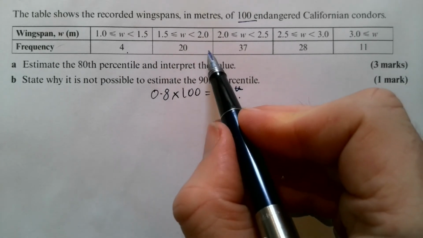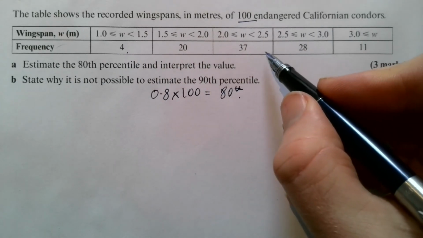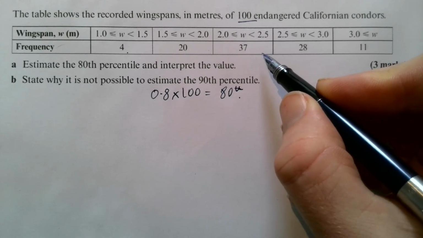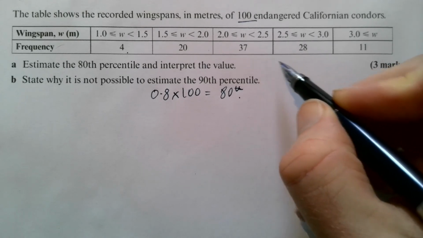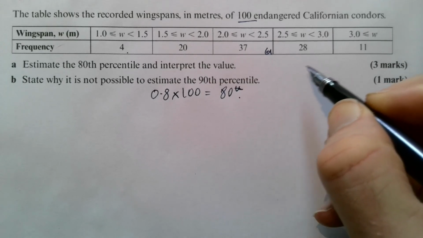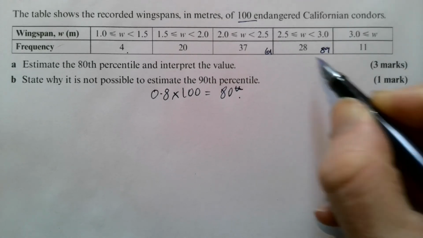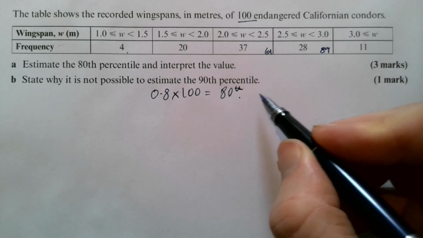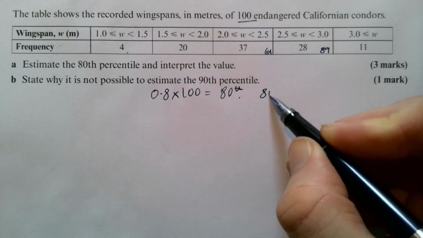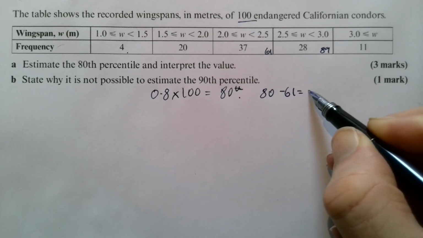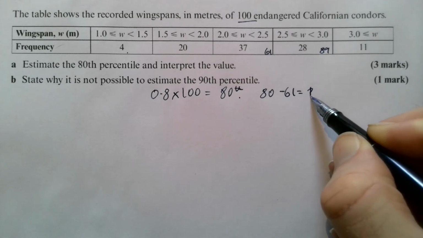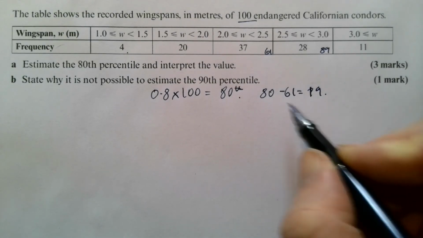Right, 4 plus 20 is 24, plus 37 is 61, plus 28 is 89. So it's in here somewhere, isn't it? So 80, 80 take 61 is 19, so having trouble with my adding, is 19.